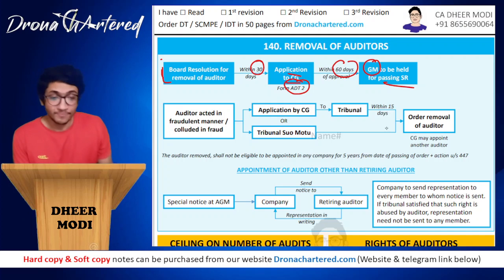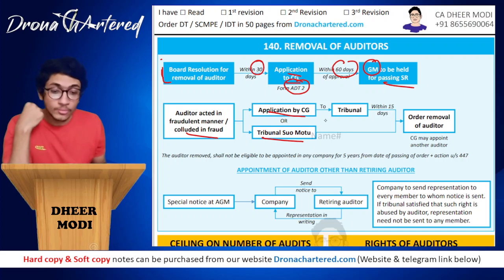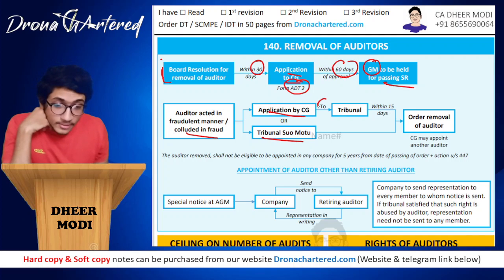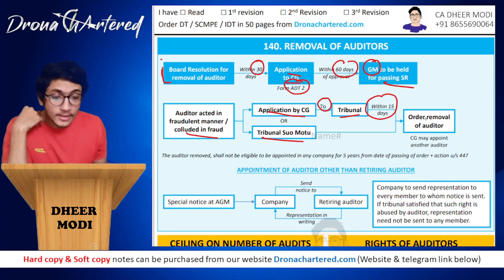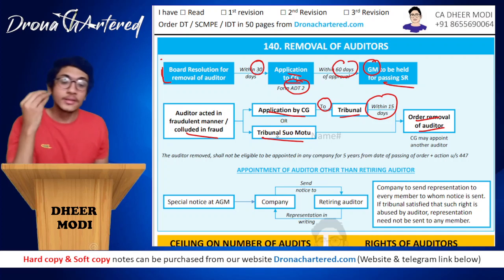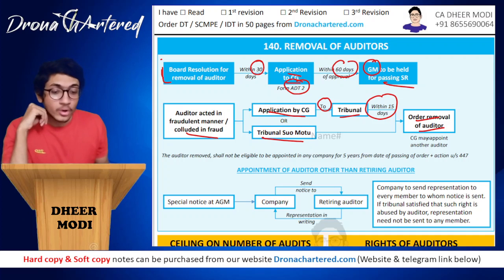Okay, if the auditor acted in a fraudulent manner or colluded in fraud, that means if he did anything in fraud, then there is an application by CG or the tribunal acts suo moto. CG will make an application to the tribunal, and then within 15 days they will order removal of the auditor. So ultimately what you have to remember is that it will be ordered by the tribunal, either suo moto or on an application made by CG.